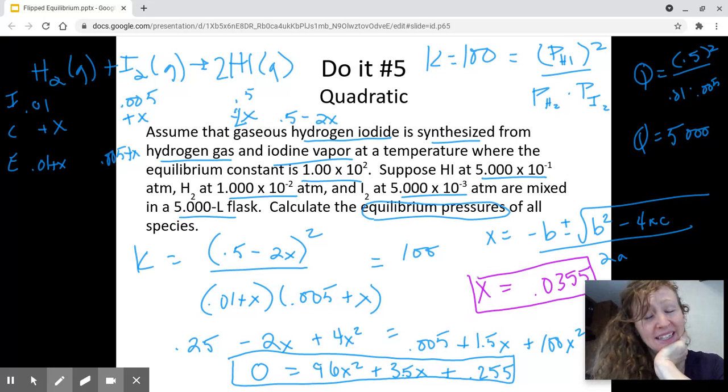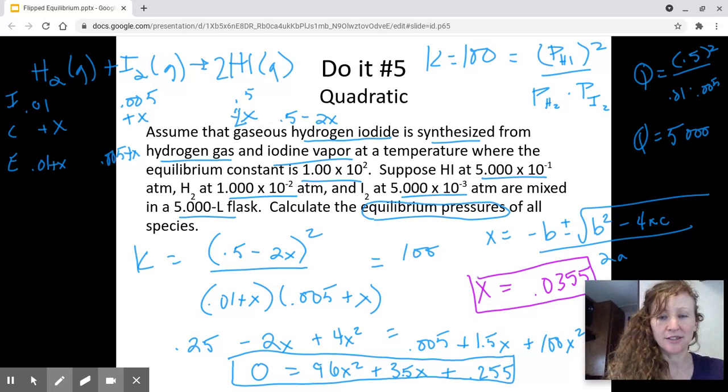Okay, so again, this is where annotation pays off. What was the question asking? Was it asking us to figure out our change? No, it was not asking us to figure out our change. It was asking us to figure out equilibrium pressures. So x is not our answer. We have to go back and plug it in and figure out what our answer is. So let's do that, shall we?